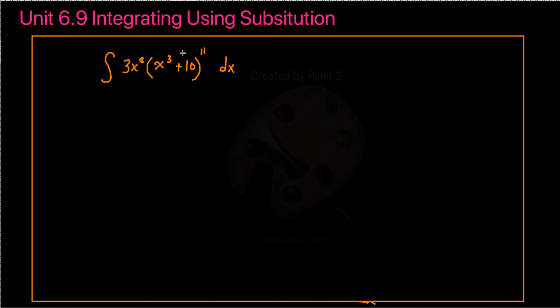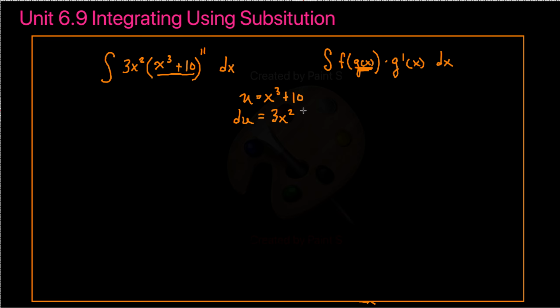Okay? So again, you want to see that the derivative of this inside part is already right here. And that tells you that it's of the form f of g of x times g prime of x dx, where you make this the u value. So in this case, u takes the place of this. It's x cubed plus 10. So I write that out. u is equal to x cubed plus 10. I take the derivative of u, which is 3x squared dx.